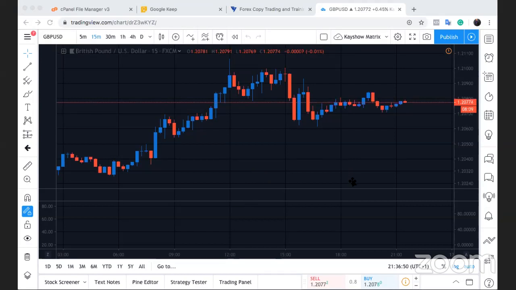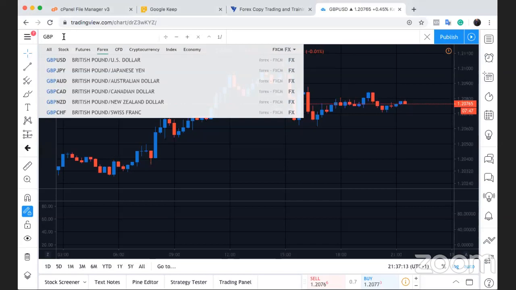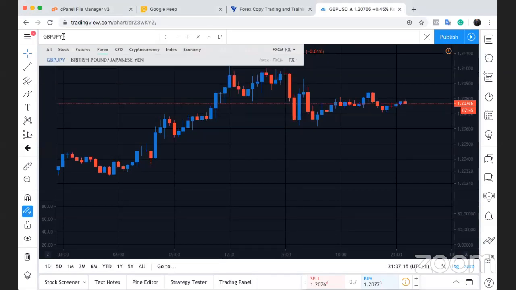So you must always be trading a currency against another currency. So let me go back to my TradingView. On TradingView, the first thing is you must make sure you enter the currency you want. So for example, if I want GBP JPY, I'll come here and click inside there and type GBP and type JPY.